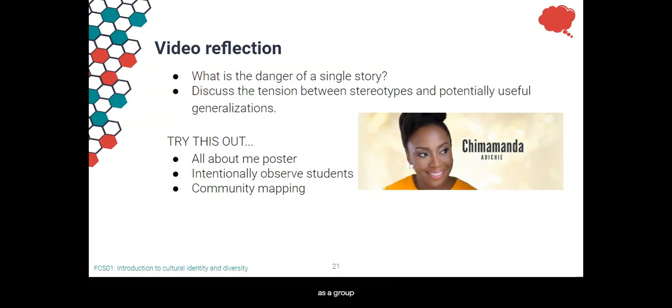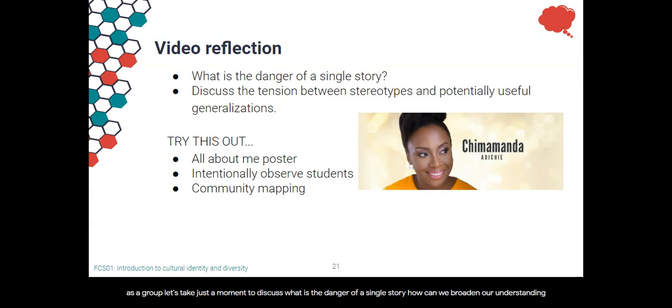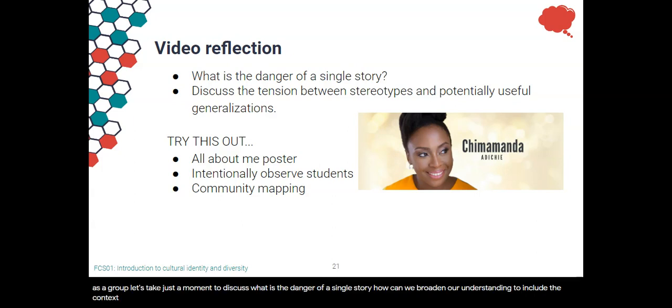As a group, let's take just a moment to discuss what is the danger of a single story? How can we broaden our understanding to include the context beyond the single story? For example, living in poverty is not a culture. How would we learn the history and context that have created generational poverty for certain groups?